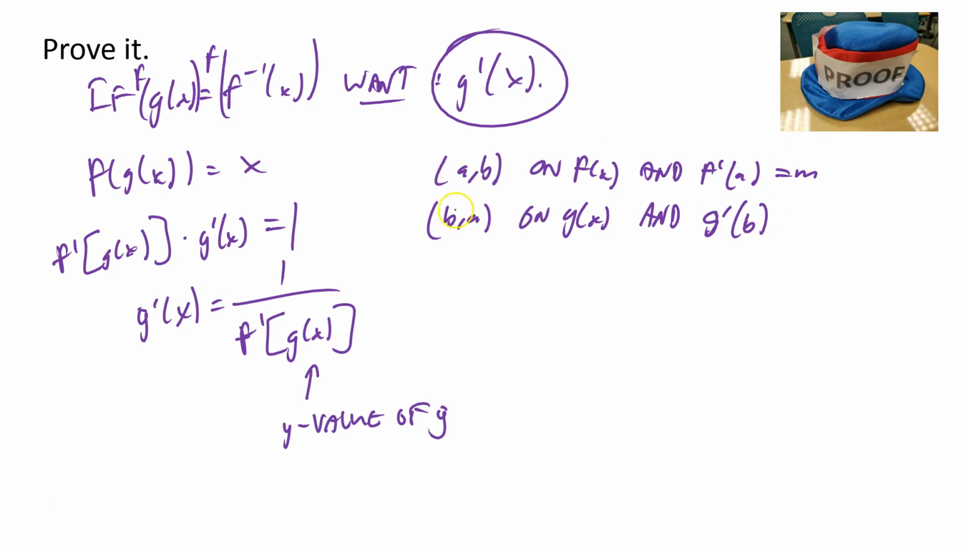So see, this is what I was talking about with the buddy points. It's important to look at the x-coordinate that corresponds to the y-coordinate of the f function. And that's going to be equal to 1 over m. So g prime of b is going to be 1 over f prime at the a value, which is the y-coordinate of the g function. This is kind of the bread and butter. And this is our punchline that I want to talk about.